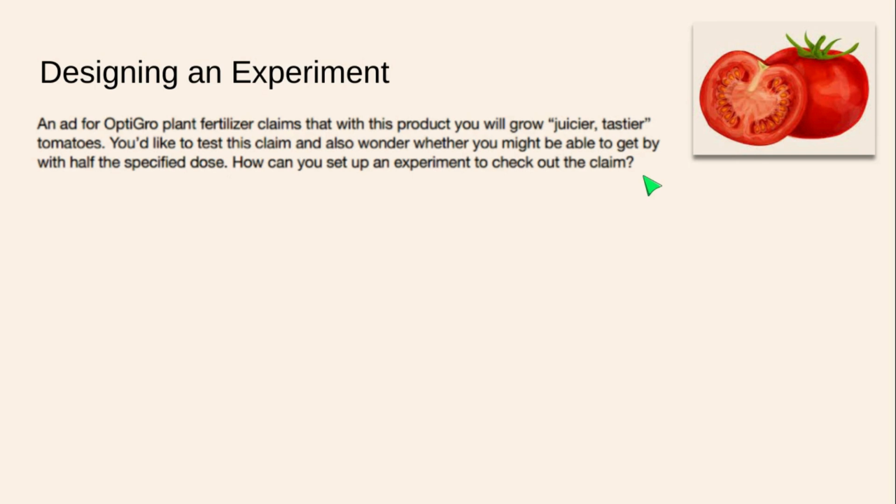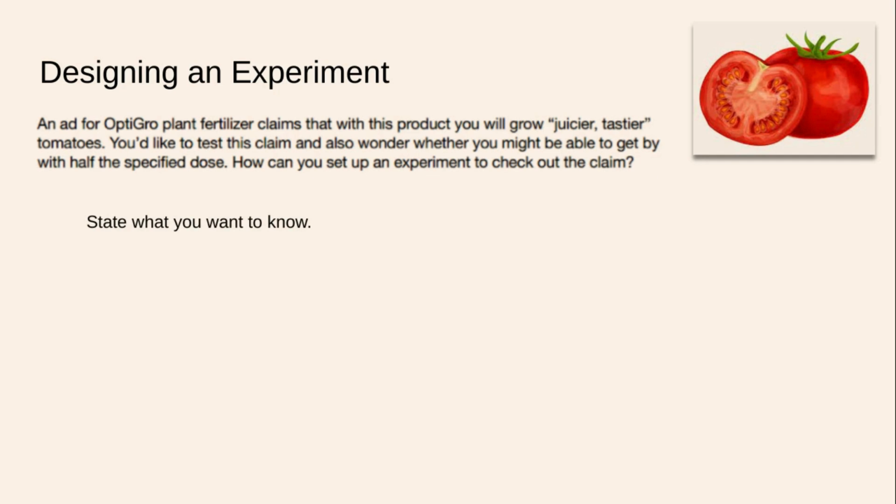Okay, so to boil it down, we want to see if this fertilizer improves the quality of tomatoes, and we also want to see if we can get about the same result with half the specified dose. So that means that we're going to have more than 2 levels of the variable fertilizer. Okay, so let's see how we can set up this experiment.